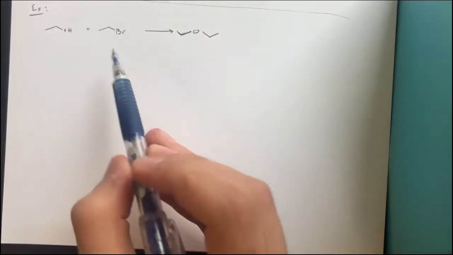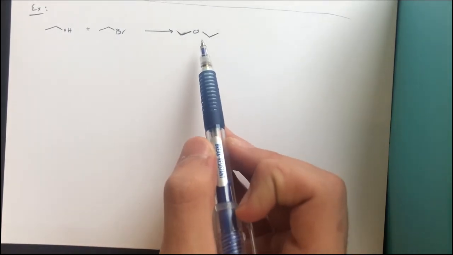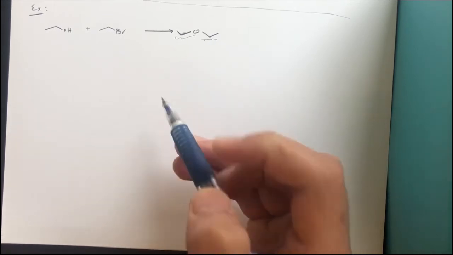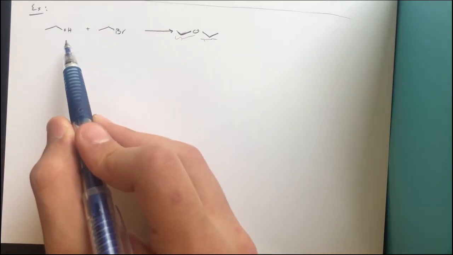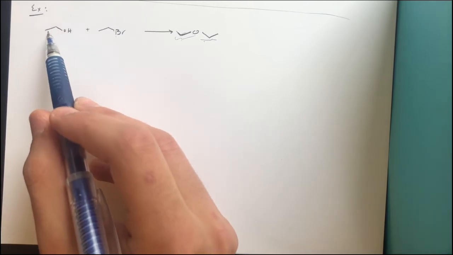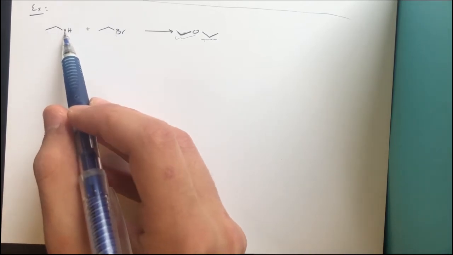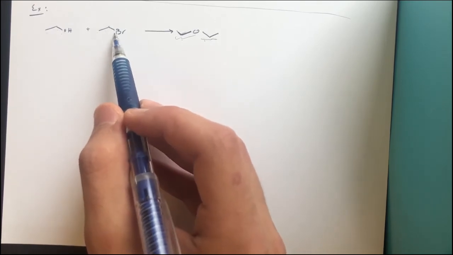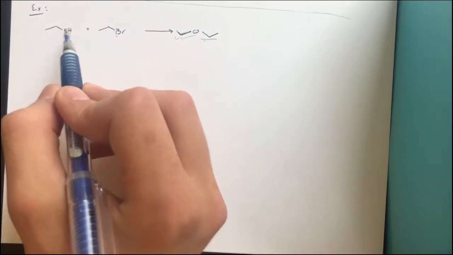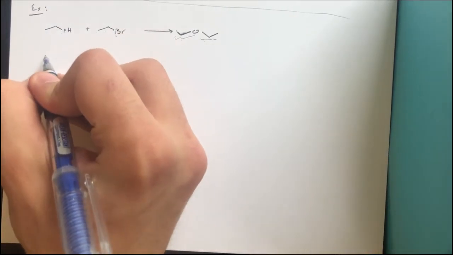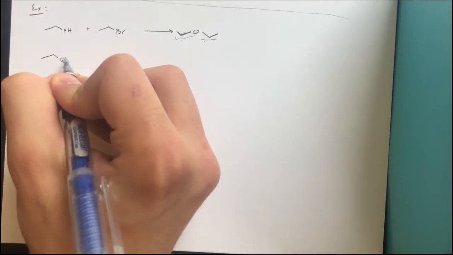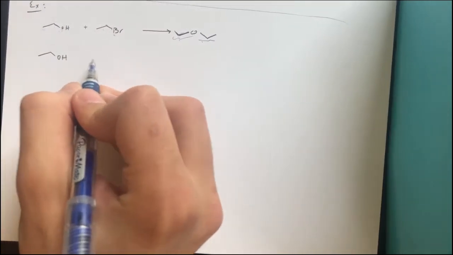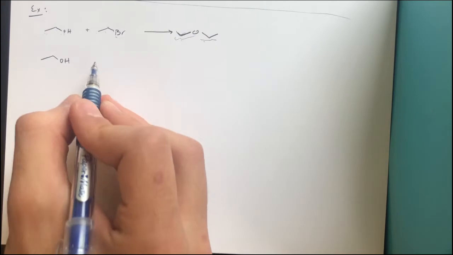So what if we want to synthesize diethyl ether? Here's an ethyl, here's ethyl, two of them, diethyl ether, right? And we need these two reagents. So we need a 2-carbon alcohol and a 2-carbon alkyl halide, right? To make this product, we need to put the 2-carbon alcohol, or ethanol, in some very basic conditions.